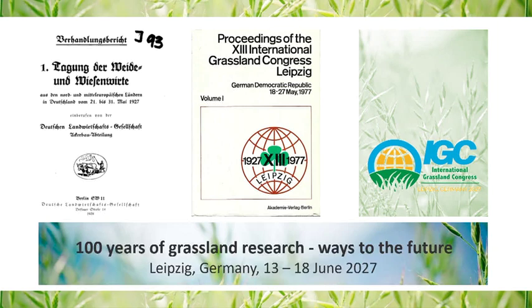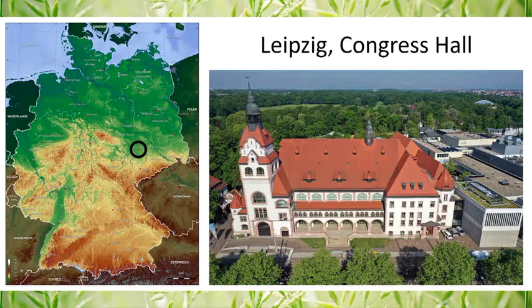And we will have it, as you already heard, under the title of 100 Years of Grassland Research, Ways to the Future. The exact date is 13th to 18th of June, so please all mark your calendars, because I would be super happy to see a lot of the faces. I think we already made some friends here in the room over the last week, and it would be amazing to welcome you all to Leipzig and to Germany.